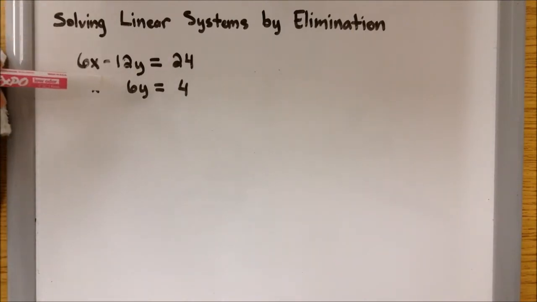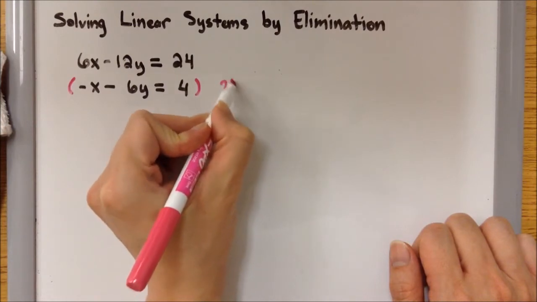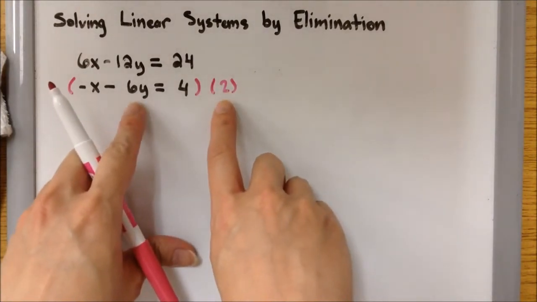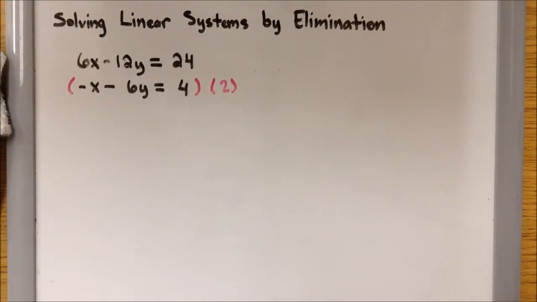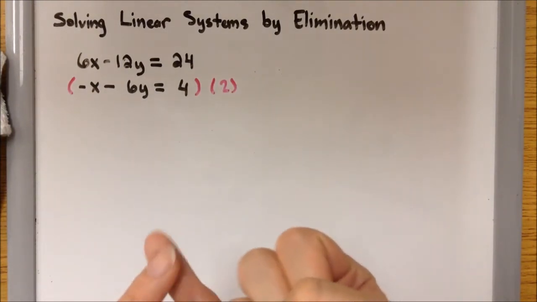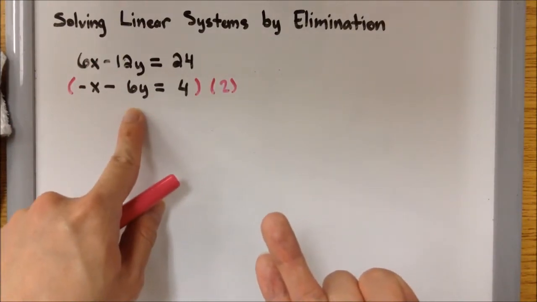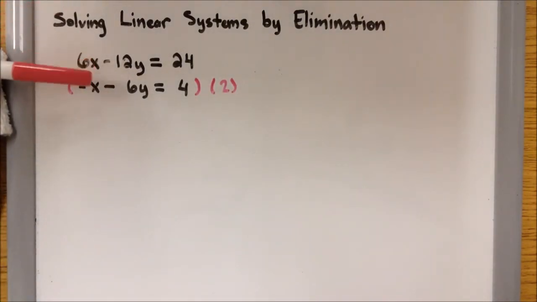First off, is there anything common between 12 and 6? Yes, there is. 6 can become 12 if I multiply the whole equation by 2. If I do that, this will become 12y. It's going to be the same number, but here's the issue. In order to cancel out, it has to be the same variable, which it is. And if I multiply by 2, it would be the same number, but is it the opposite sign? It is not. They both are minus.